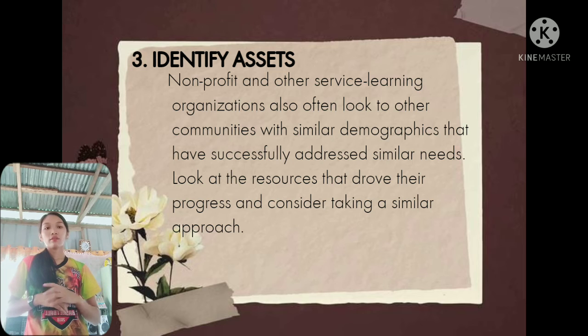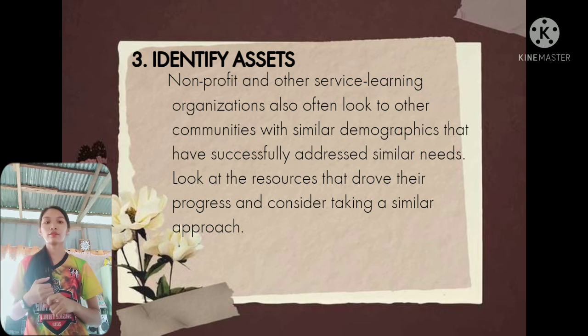So I have already tackled the three basic steps, but there are six basic steps in total. I have assigned the three basic steps of a community needs assessment. The first is identify your community, the second is decide on scope, and the third is identify assets. I hope you are learning something and apply it to yourself. Thank you.